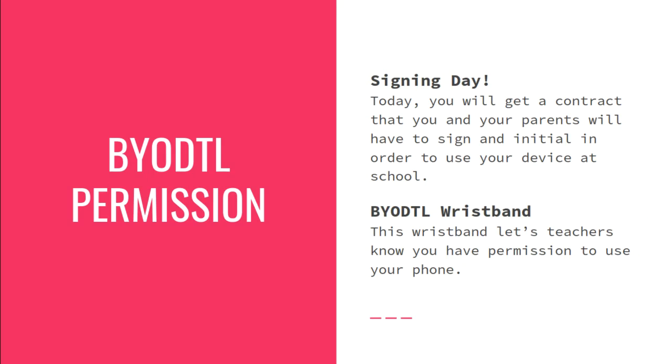Now, how do you get that permission to use your device at school? Think about it as like a signing day. We're going to give you a contract and go through that contract so that you know how you can use your device at school. Once you take that contract home and have your parents sign and initial every box, then you're able to use a device at school. For us to know that you're using your device responsibly and with permission, we're going to give you a wristband. And that wristband is an indicator for us as teachers that you and your parent or guardian know the expectations for bring your own device and are going to adhere to them.